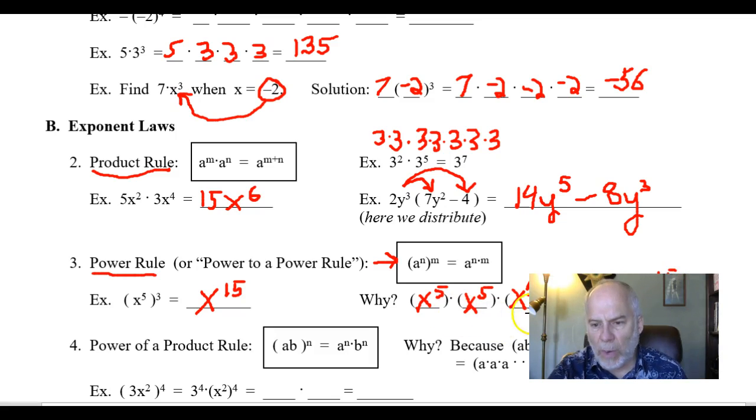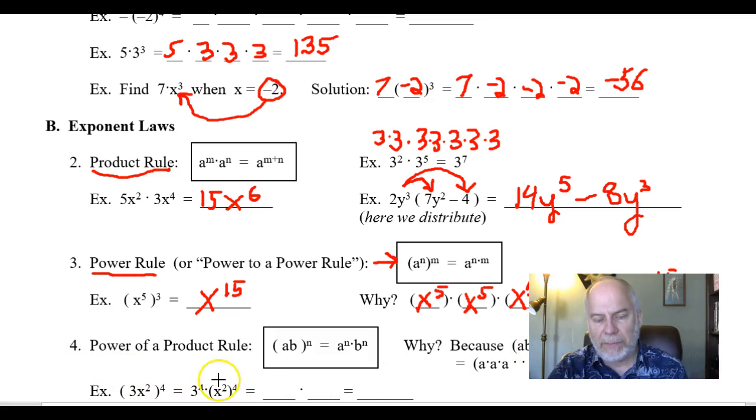So you can see why this works. It's basically because a shortcut to addition is multiplication. If we have 3 x to the fifths multiplied together, we're just going to add 5 plus 5 plus 5, but the easiest way to do that is just 3 times 5. All right? So that explains that rule.